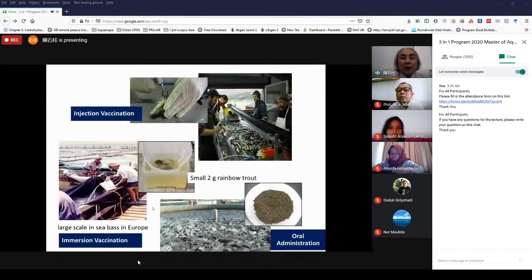Okay, this is some of the operation. For instance, this is the immersion vaccination. Okay, this is injection by the IP. And sometimes we can mix with the feed. We can mix the vaccine with the feed.